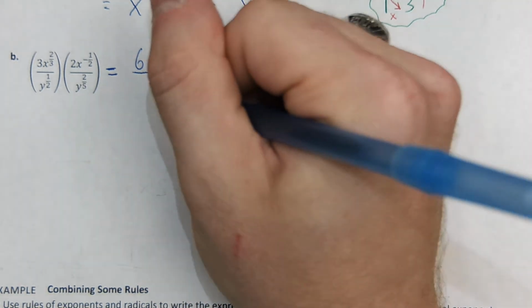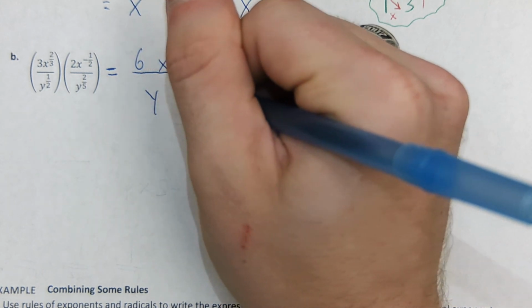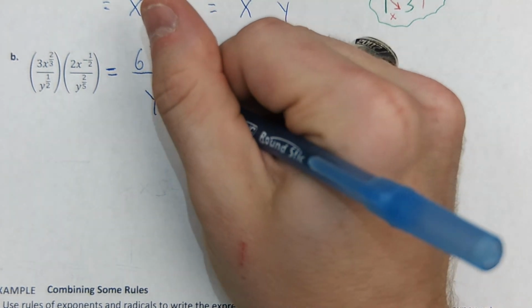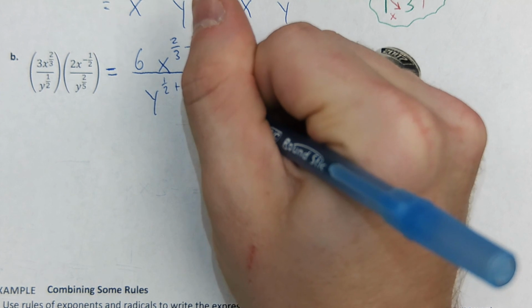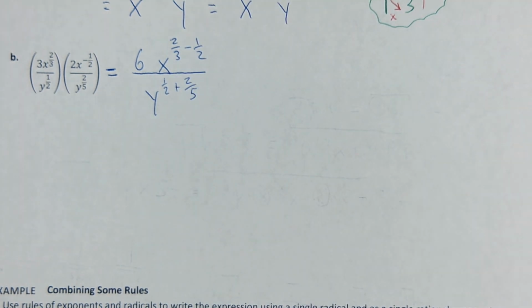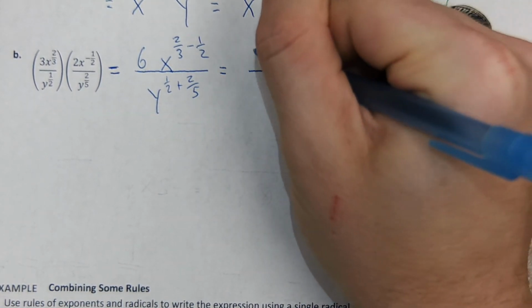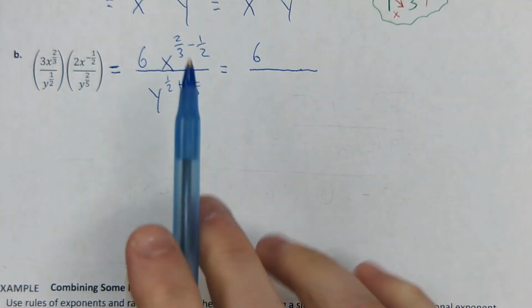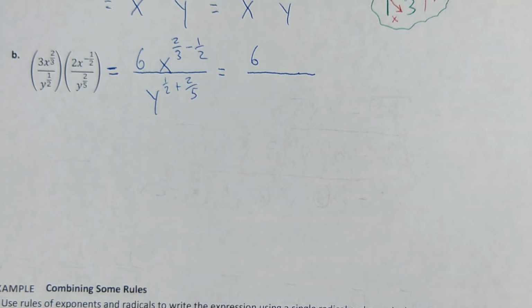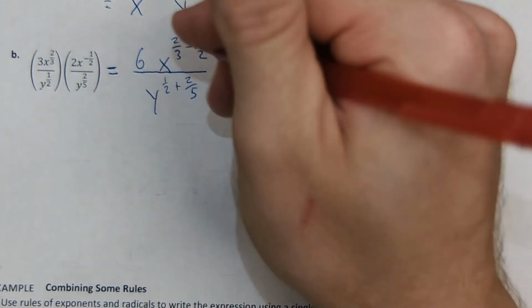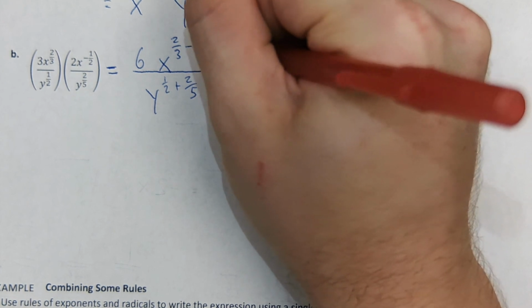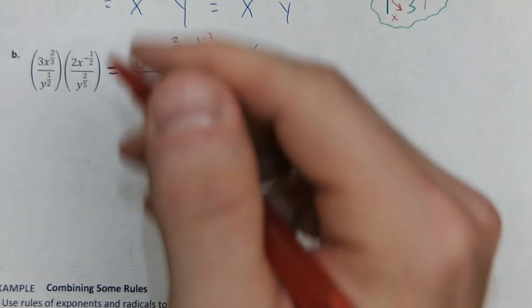And on the bottom, y to the, again, multiplying two numbers of the same base, you add their exponents. 1/2 plus 2/5. We need least common denominators. The least common denominator between a 3 and a 2 is a 6. So we're going to multiply the top and bottom of this one by 3, and the top and bottom of this one by 2.